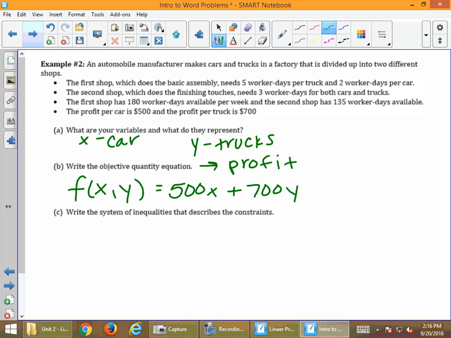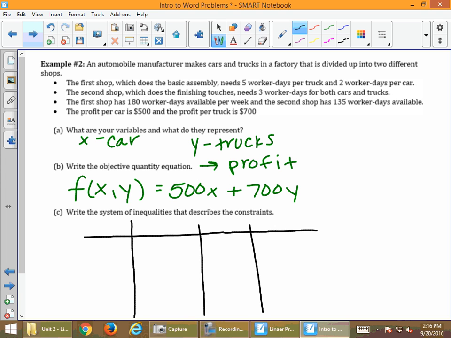Okay. Now we have to write that system of inequalities. Make your table. What did we say the two middle ones were always? Yeah, X and Y, your variables. So your two products. So we're going to say car and truck. If it helps, you write the variable above it. We said car was X, truck was Y. What did we say always goes in this first spot? Constraints. And what always goes in the last spot? Total.